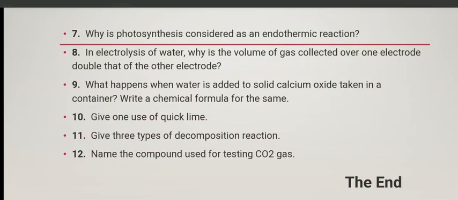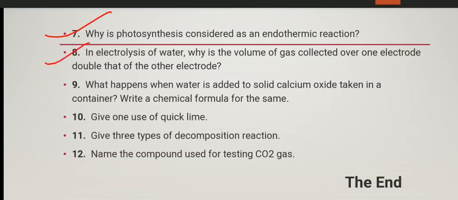Question 7 is, why is photosynthesis considered an endothermic reaction? That also we discussed. In the form of respiration we discussed why respiration is considered an exothermic reaction. Similarly, why is photosynthesis considered an endothermic reaction? Because we are using sunlight as an external energy. That's why it is known as an endothermic reaction.